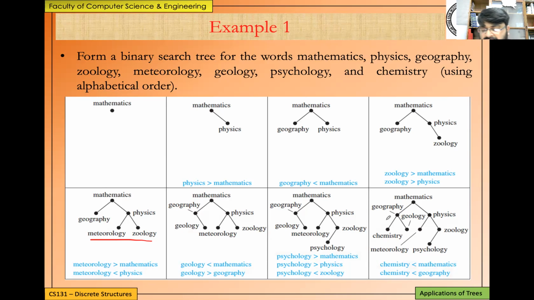For example, if I want to find chemistry, I can just compare C with M, smaller, so move to the left side. C is smaller than G, move to the left side. And here I can find chemistry right away, right? On the other hand, if I want to find, let's say, geology, then G is less than M, move to the left side. G is greater than geography, so now move to the right side. And on the right, I can actually find geology. And if something is absent, I can even find that.